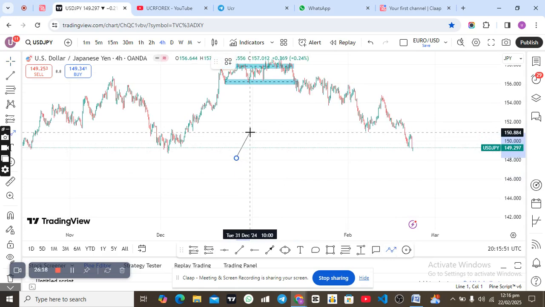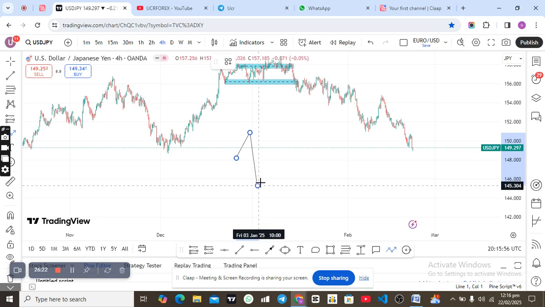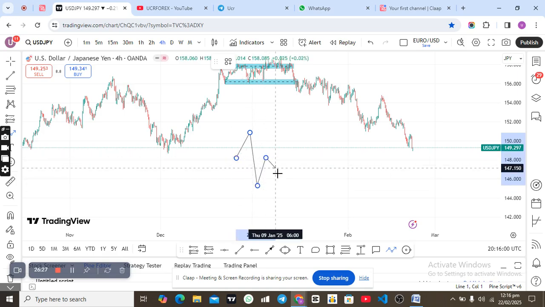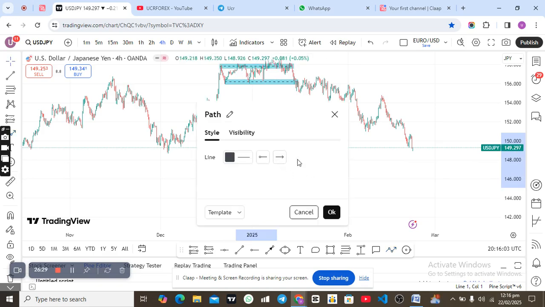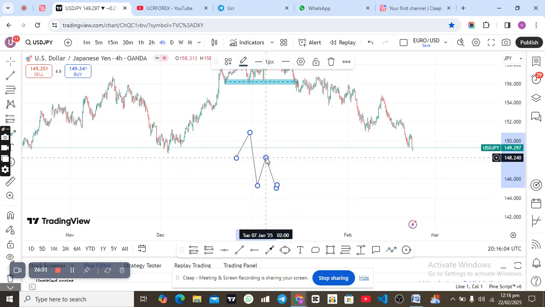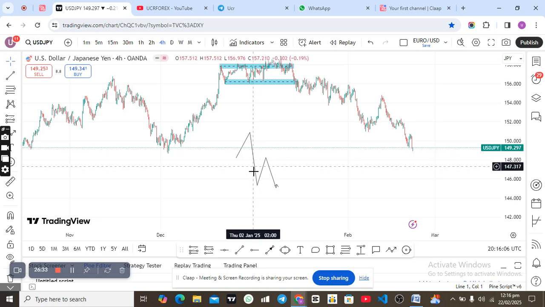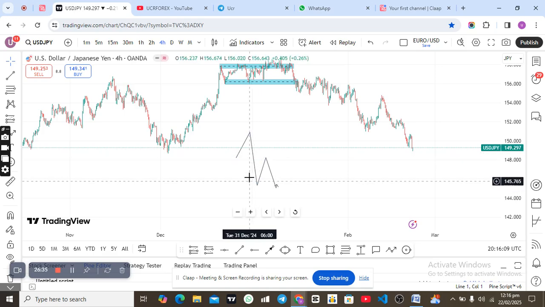The moment price breaks a support level like this, or maybe a resistance level, always expect price to come back to retest it. Always expect price to do what? To come back and retest it. And it is in that retest that you are entering. You are not entering at the breakout. You are not entering at the what?